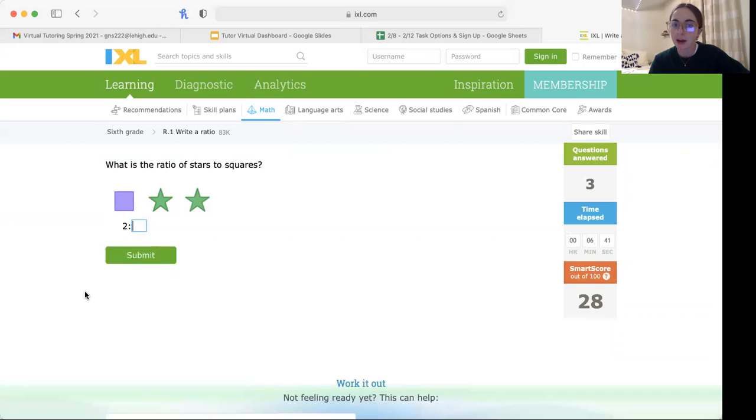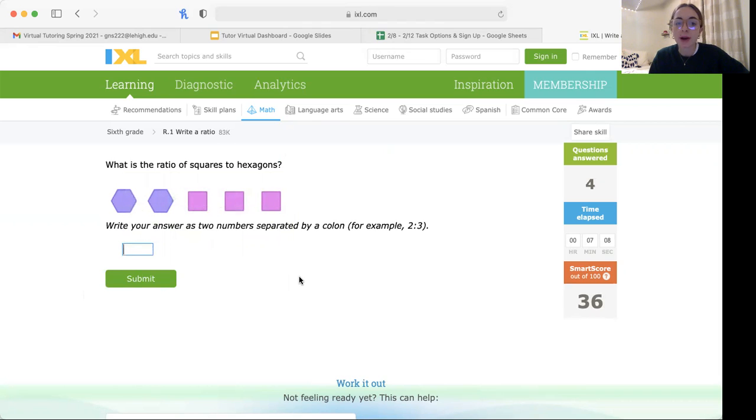Okay, now I want you to take a second. You can pause the video and try this one on your own. It says, what is the ratio of stars to squares? Again, pause the video, take a second to figure this out. And when you're ready, press play. Okay, if you're watching, you should have solved this on your own. The answer is 2 to 1.